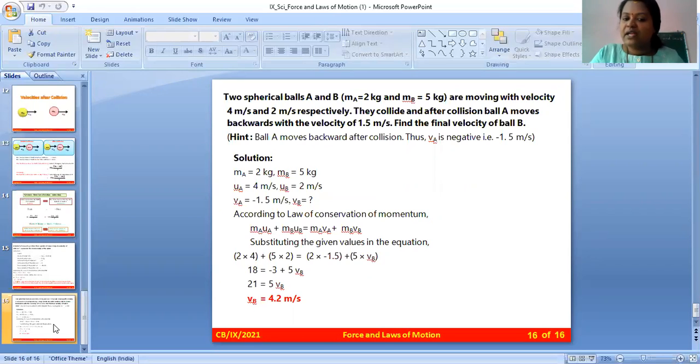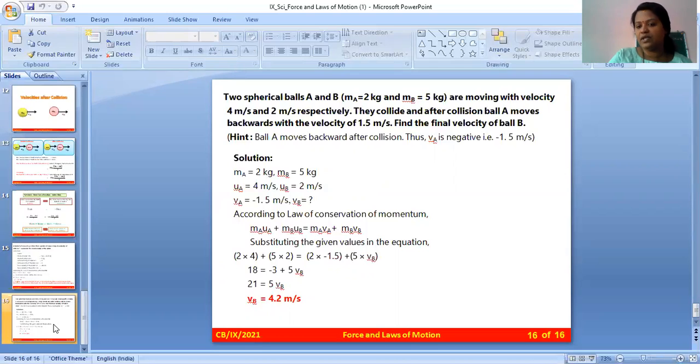Now let us find the final velocity of ball B. MA equals 2 kg, MB is 5 kg, UA, the initial velocity of ball A, is 4 meters per second, UB is 2 meters per second, VA as we discussed earlier should be negative, so minus 1.5 meters per second since the ball is moving in the backward direction. We need to find VB. Same, we shall formulate with the law of conservation of momentum.